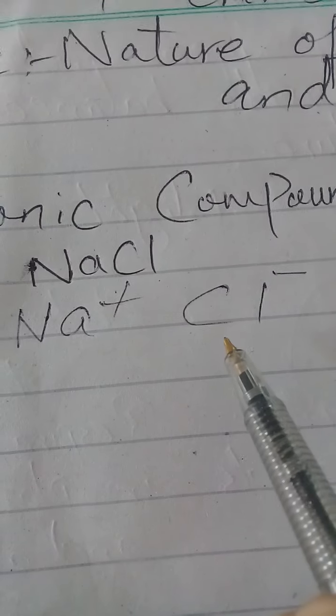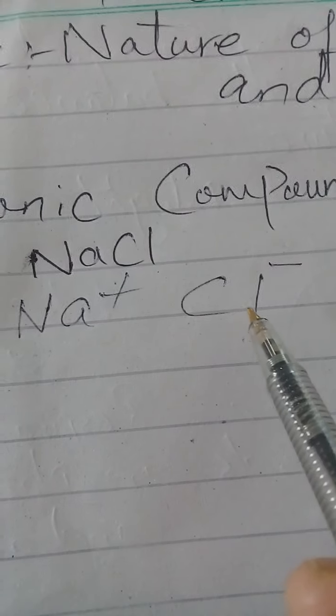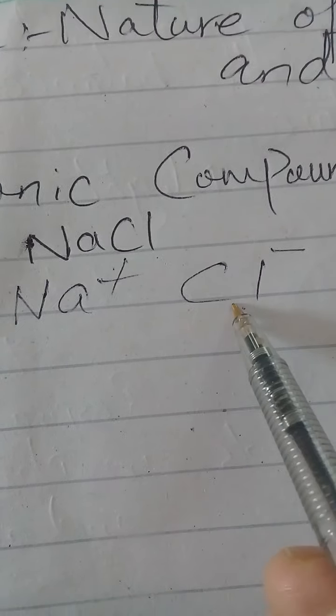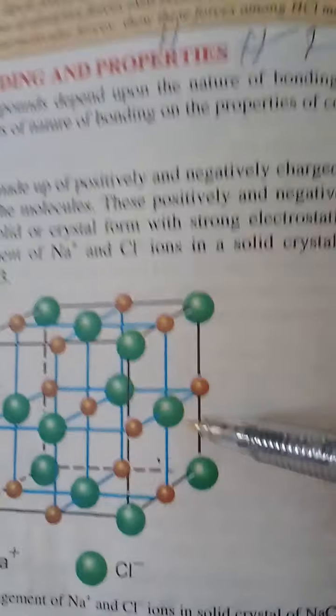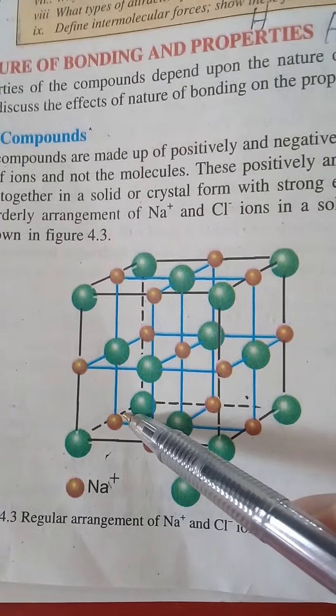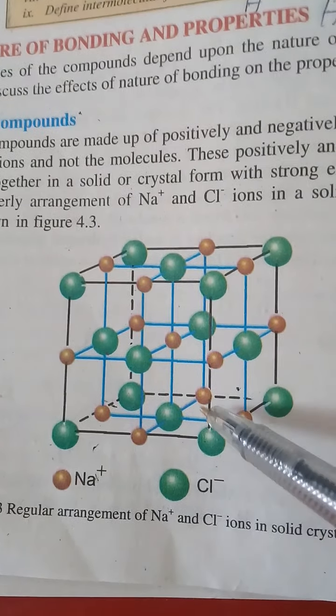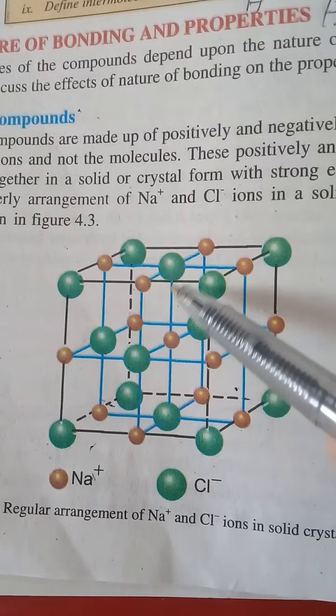It is made up of two types of ions, one cation and one anion, and it is always present in crystal lattice form. The crystal is made up of units of similar structure. You can see the crystal of NaCl here: brown or yellow sodium ions surrounded by green chloride ions.